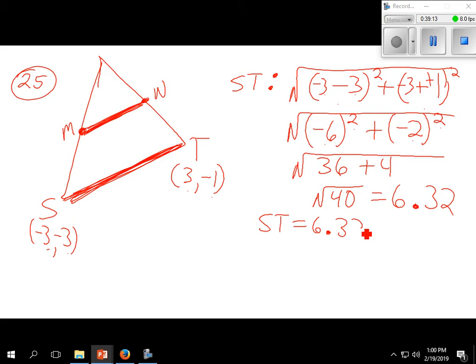6.32 is the length of ST. I'm going to have to restart this again. So it's 6.32. Then the other, MN, is a mid segment. Well, it's got to be half of that. So you just take half of 6.32, which is 3.16. So the two answers are 6.32 and 3.16. Those are the two lengths.